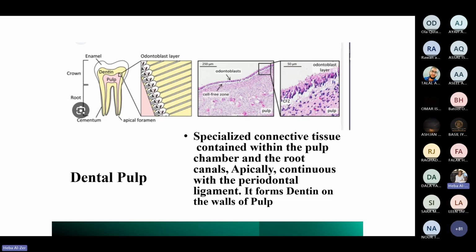The dental pulp is a specialized connective tissue. It is contained within the tooth, under the enamel and the dentine, in the crown and in the root. Apically, it is continuous with the periodontal ligament you are going to study in a few weeks. This dental pulp is responsible for forming the dentine by a special kind of cells called odontoblasts that we will discuss in a few minutes.